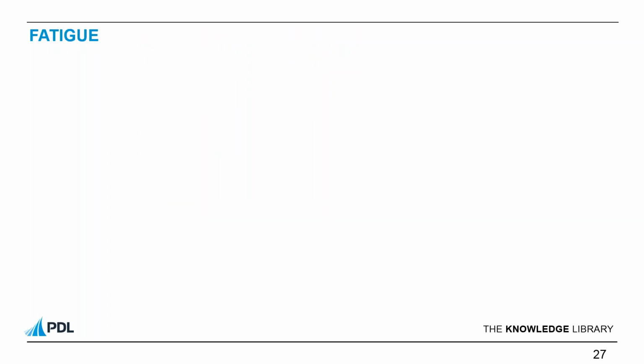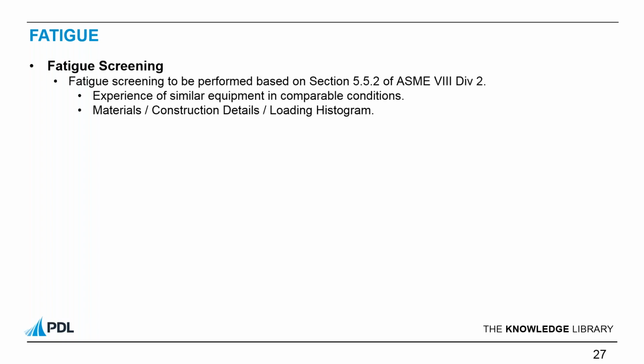In terms of guarding against fatigue failure, both methods require a fatigue screening process to be undertaken. So the fatigue screening should follow the approach described in section 5.5.2 of ASME VIII Division 2. It can either be based on experience of similar equipment operating in comparable conditions, or if you don't have the benefit of that, an assessment needs to be performed considering the material construction, the construction details, and a load histogram of the expected loading regime in order to make the judgment.